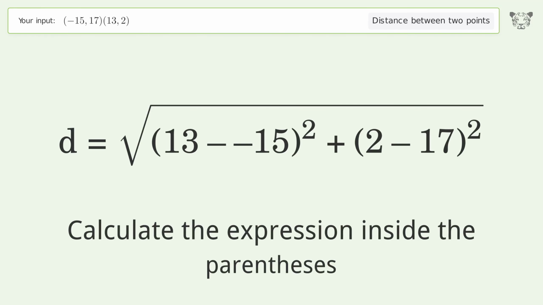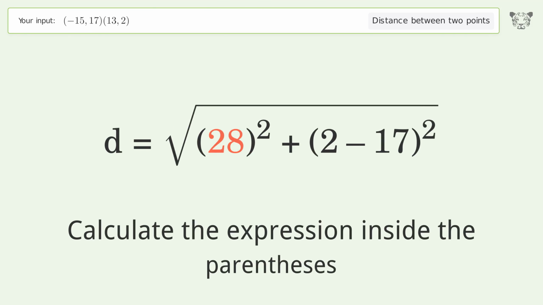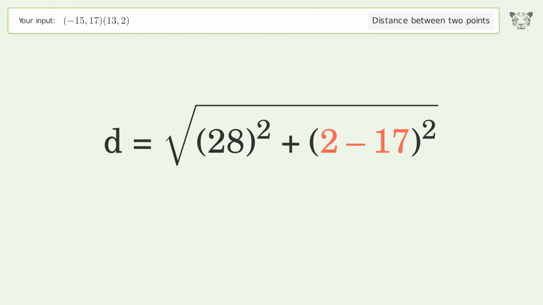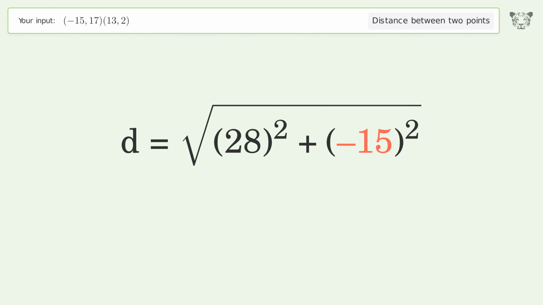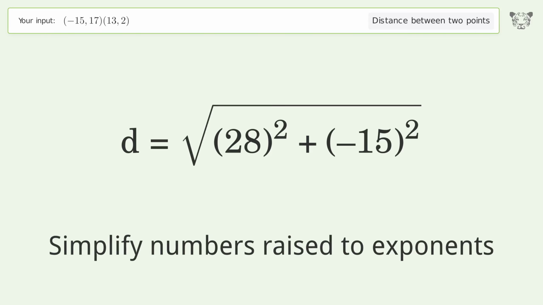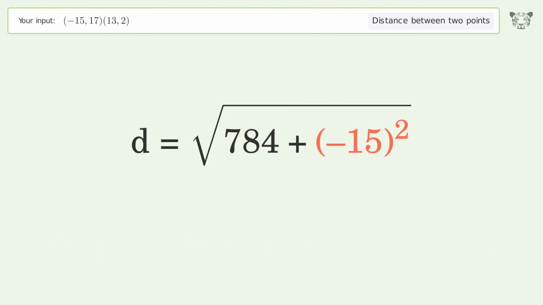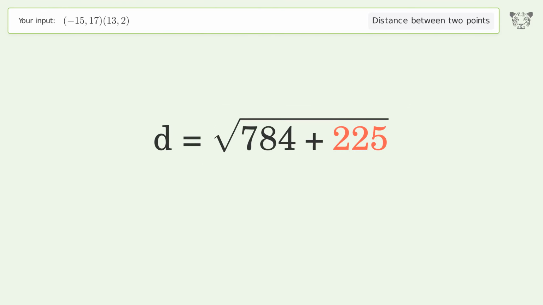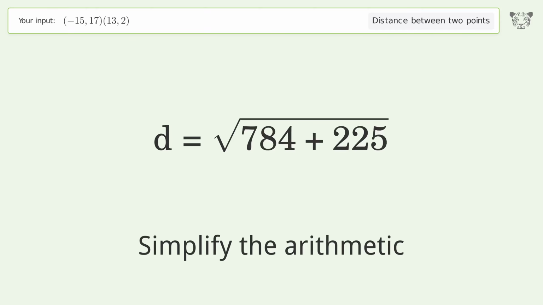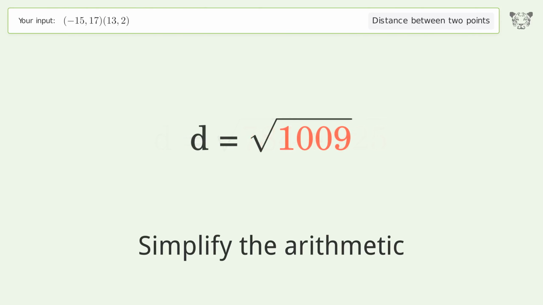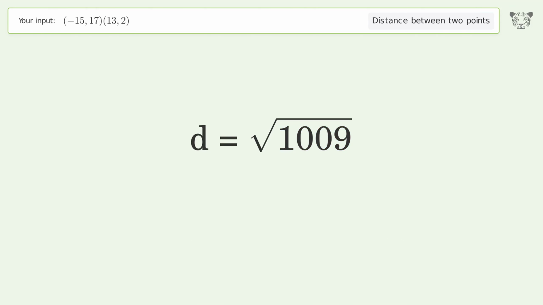Calculate the expression inside the parentheses. Simplify numbers raised to exponents. Simplify the arithmetic. And so the distance between the 2 points is the square root of 1009 or 31.765.